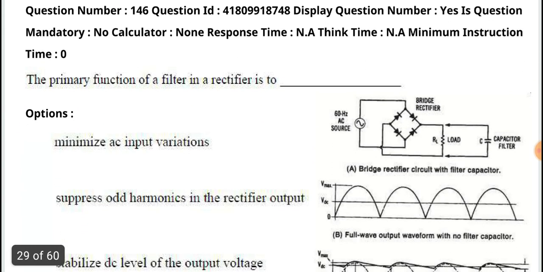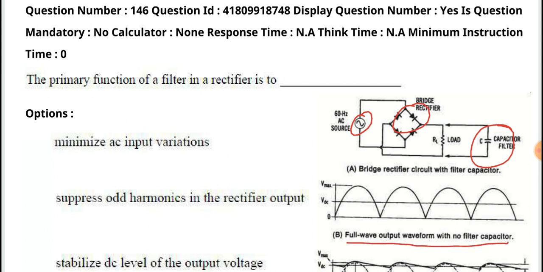Next, the primary function of a filter is... to explain that question, I have taken a full wave rectifier circuit here, and here we have a connected capacitor. The capacitor acts as a filter. Now, what will the options be? Observe here, without filter, the full wave output waveform with no filter. No filter means the output will be a sinusoidal, half-wave-like wave, and we have a lot of ripples.